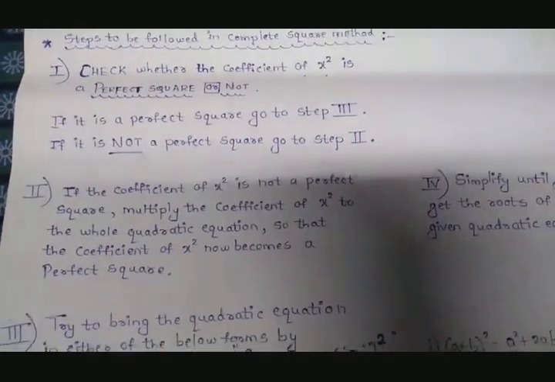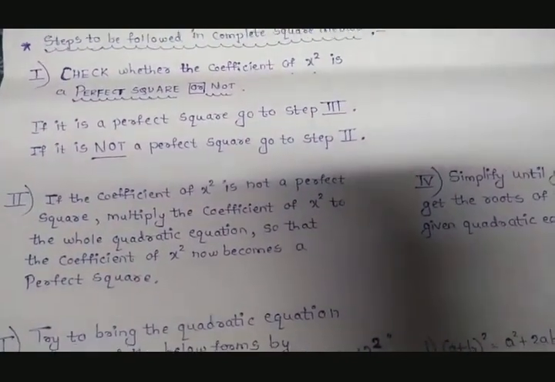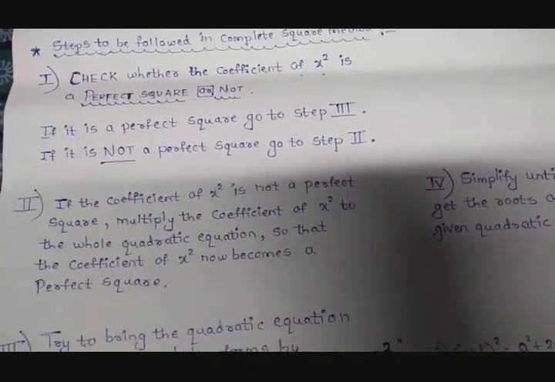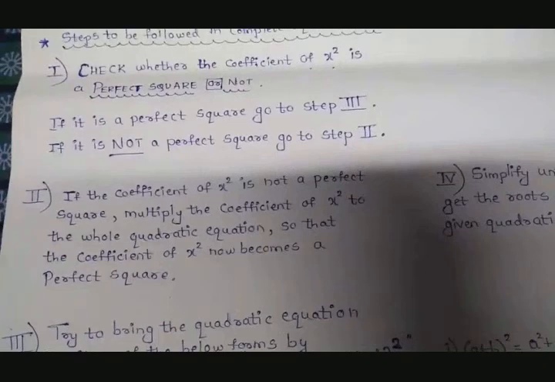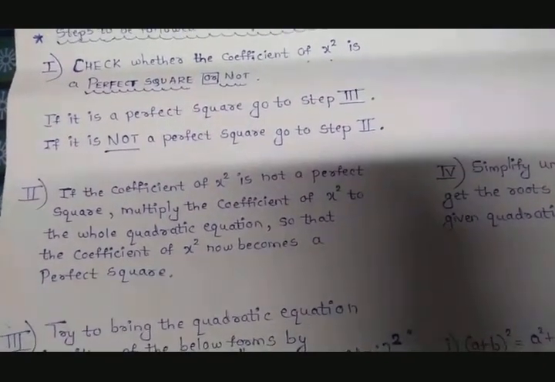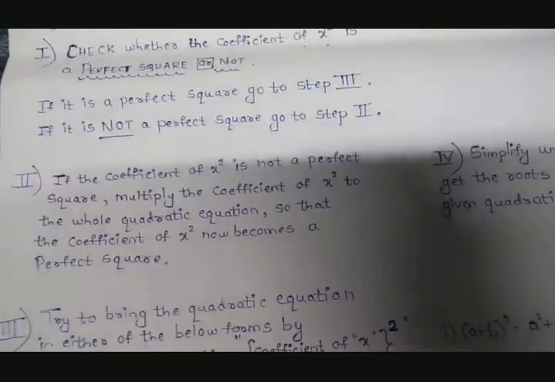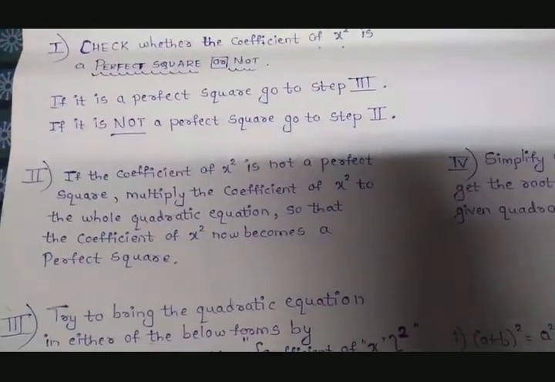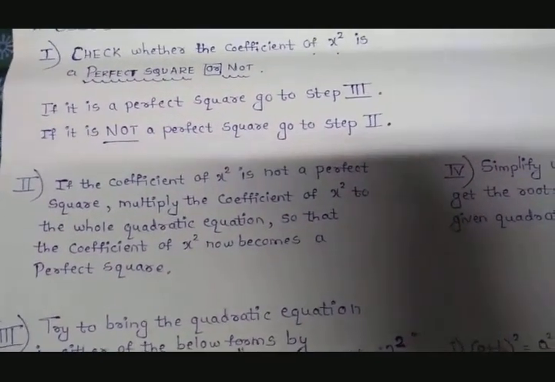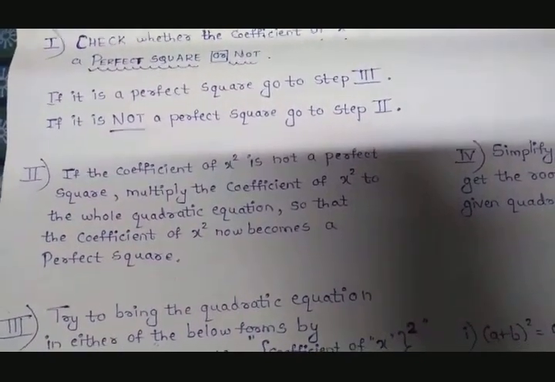So in the first step, you have to check whether the coefficient of x square is a perfect square or not. Suppose a quadratic equation ax square plus bx plus c equals 0 is given. The coefficient of x square in this case is a. You have to check whether a is a perfect square or not. If it is a perfect square, then you go to step 3, and if it is not a perfect square, then you go to step 2. So assume that it is not a perfect square. Suppose a is not a perfect square.